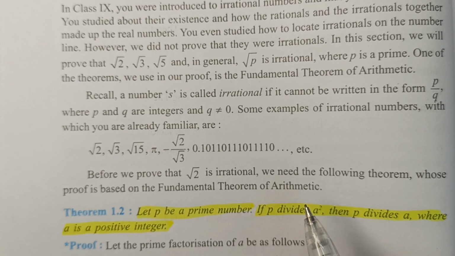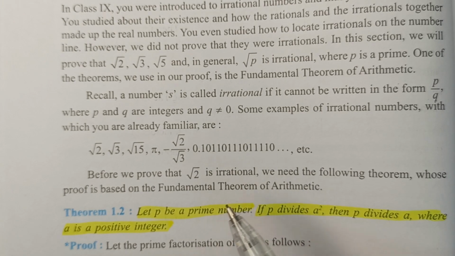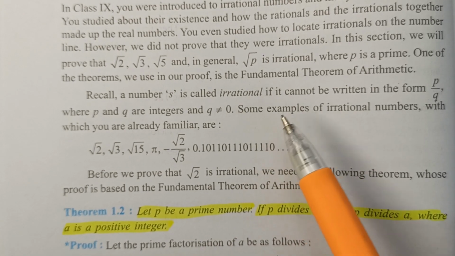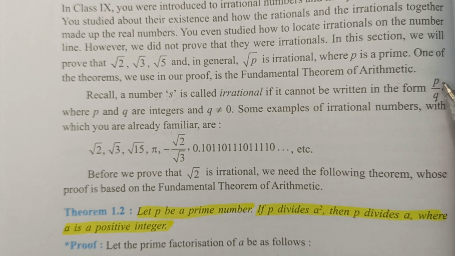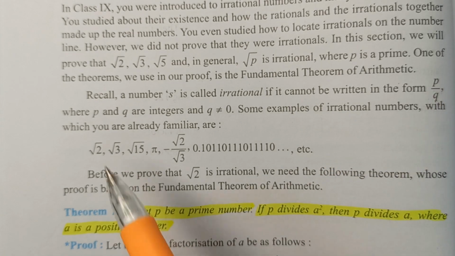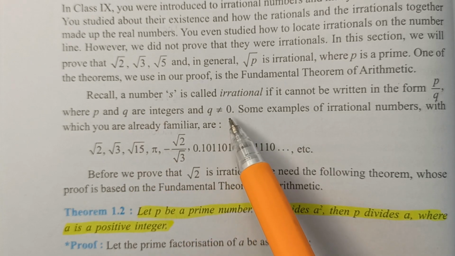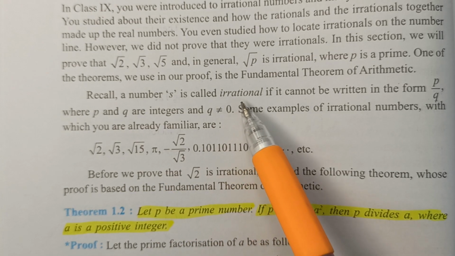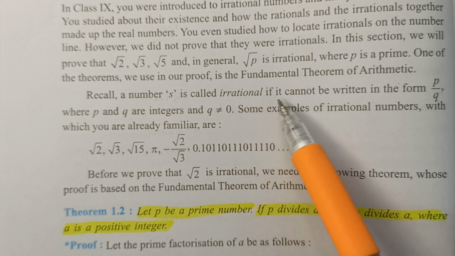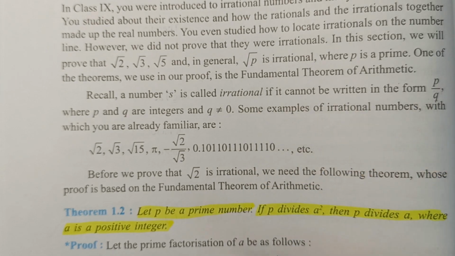Now we are going to see about irrational numbers. Rational numbers means the number can be written in the form of p by q, where p and q are integers and q not equal to 0. If it is irrational, it cannot be written in the form of p by q.